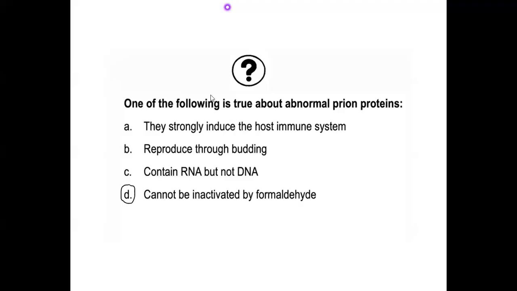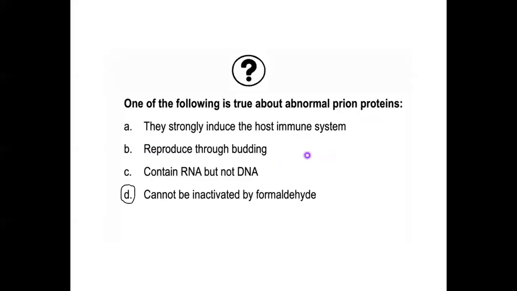So choice A, strongly induce the host immune system. We said it does not. So basically, you'd ask yourself why. This is because for the immune system to be induced, it has to think something is foreign. But now these prion proteins, as we said, are not foreign, so the body will not induce an immune response.